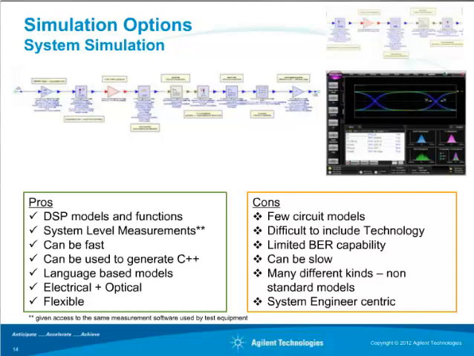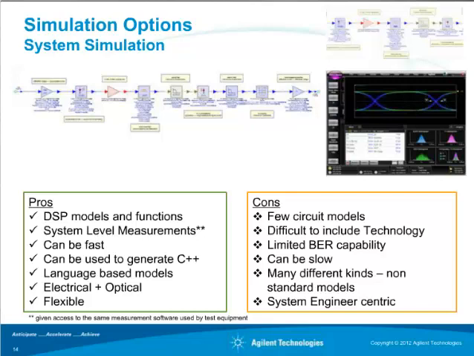It can be fast for some things. Using compiled models, you can really get some good speed. It can be used to generate C++. Now, that's important, and we'll talk about that a little later when we talk about modeling in the context of channel simulation. It takes language-based models, HDL models, C models, math language models.